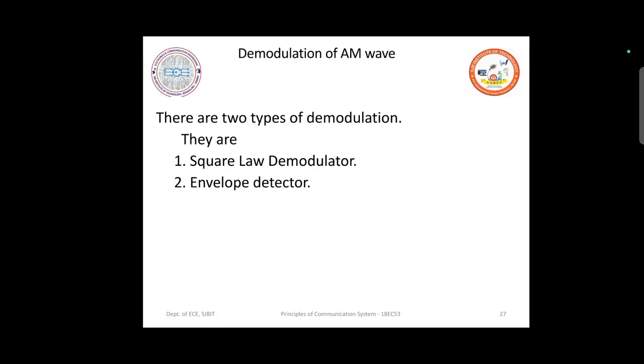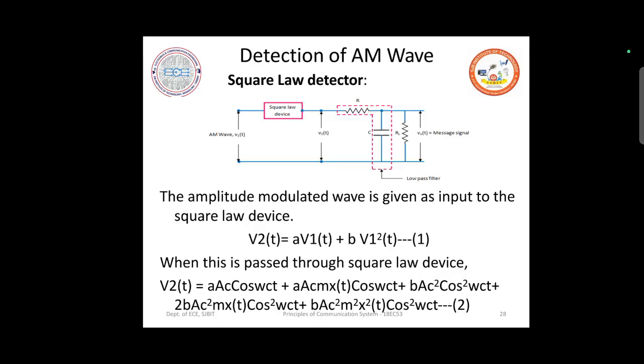There are two different types of demodulation. One is square law demodulation, the other is called the envelope detector. The second type is widely used in all practical applications whenever AM is performed. Let us see how it looks. This is the circuit diagram of a square law detector, where at the input side we have a square law device, which is nothing but a nonlinear device, and we already know the mathematical model for it.